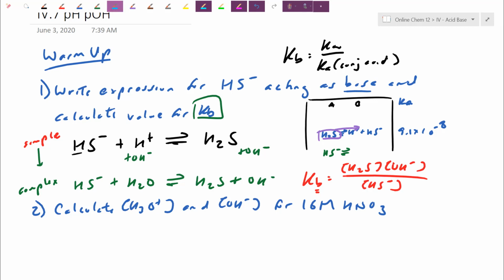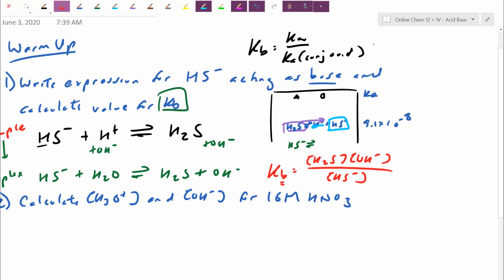If you want to find the Kb value of HS minus, we want to look for it on the base side. We want to see which reaction is actually going in reverse. So when I try to do a Kw over Ka, we know Kw, that is a constant at 25 degrees, 1.0 times 10 to the negative 14, we're actually going to divide by the Ka.